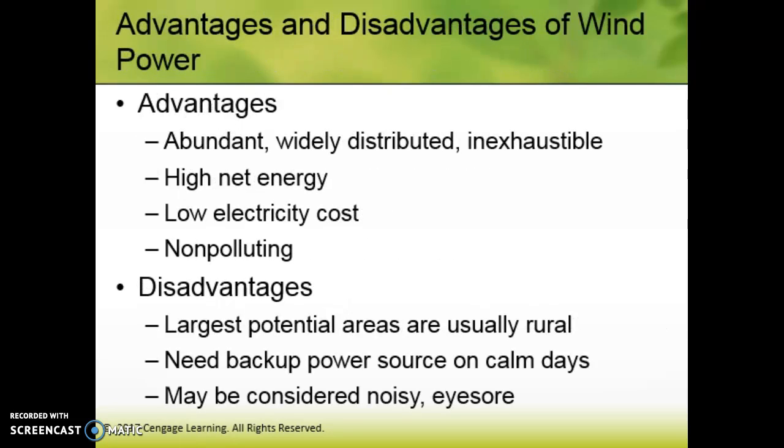So let's look at the advantages and the disadvantages. Abundant, widely distributed, inexhaustible energy source, high net energy. We get a lot out of it. Low electricity cost relative. It doesn't pollute.